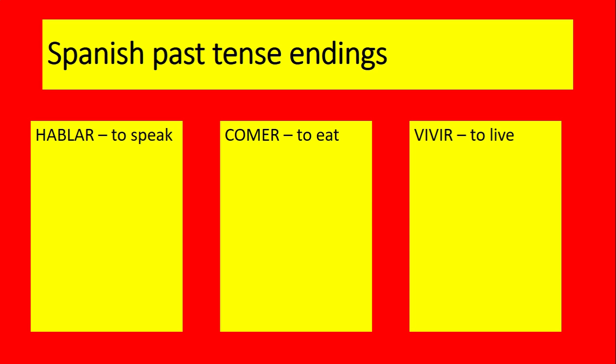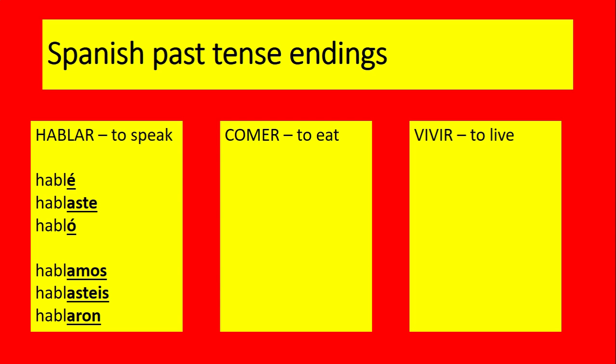So here are the 3 verbs: hablar, the AR verb, comer, the ER verb, and vivir, the IR verb. And they are conjugated like this: hablé, hablaste, habló, hablamos, hablasteis, hablaron. So memorize this verb off by heart. Remember, it always goes in this order. Always learn it in the same order, which is I, you, he, she, it, we, you, they.